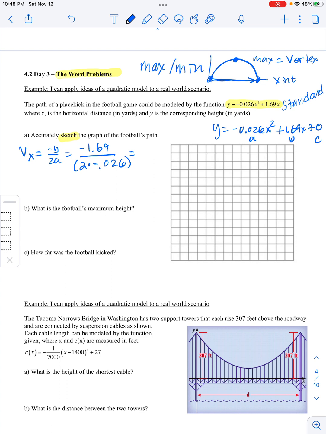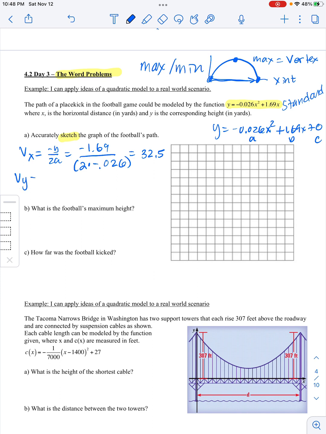Taking a little calculator break here to do that math. I am getting 32.5. That is going to be the x coordinate of my vertex.